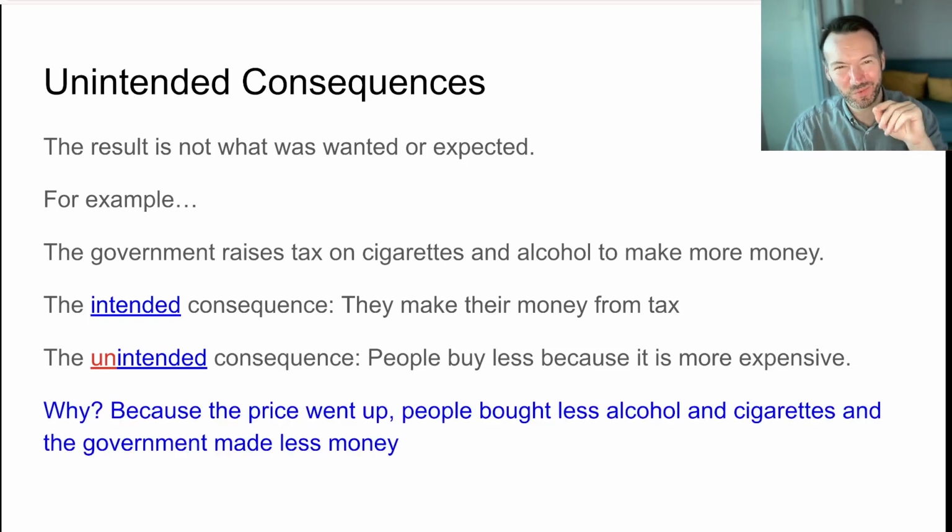So we can express this using our cause and effect language. So because prices went up, people bought less alcohol and cigarettes, and the government made less money. Okay, so we can see exactly that cause and effect for the unintended consequences. So because the price went up, people bought less alcohol and cigarettes. Okay, so again, check in the textbook. There are other examples of this and how we can use this to express these kind of ideas.